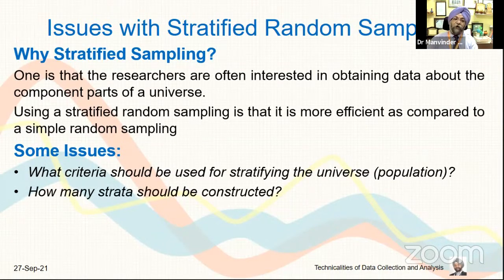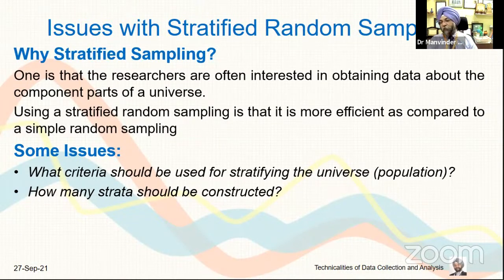The next issue is how many strata should be considered. Now this is again one thing, right? So how many strata should be considered? This is just common sense. As many strata as possible should be used, so that the elements of each stratum are homogeneous. For example, if you are considering gender, there can be two strata in gender. It totally depends on how many strata you find homogeneous.